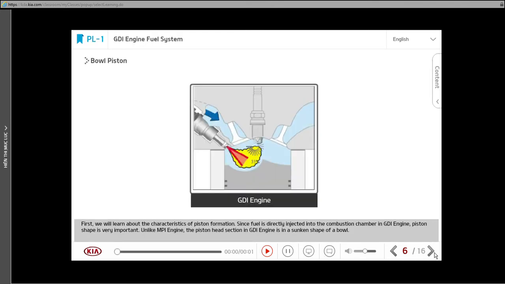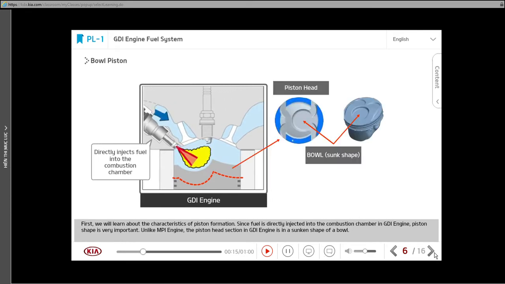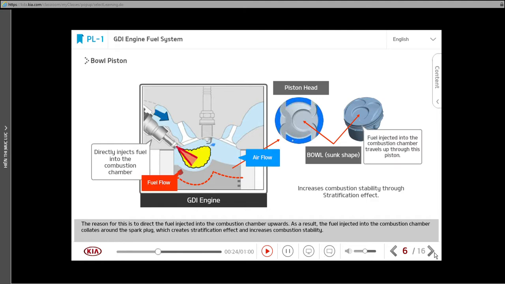First, we will learn about the characteristics of piston formation. Since fuel is directly injected into the combustion chamber in GDI engine, piston shape is very important. Unlike MPI engine, the piston head section in GDI engine is in a sunken shape of a bowl. The reason for this is to direct the fuel injected into the combustion chamber upwards.